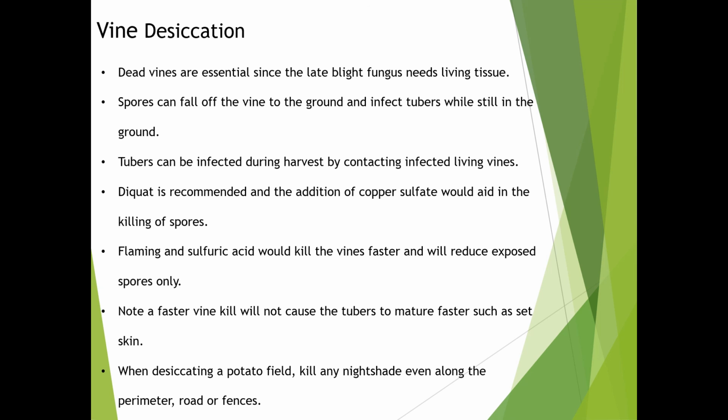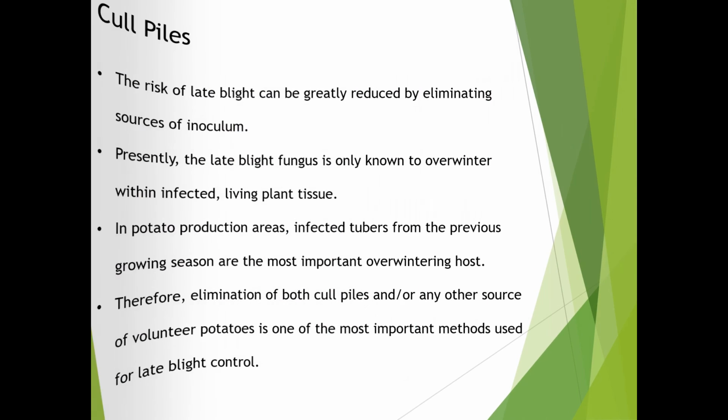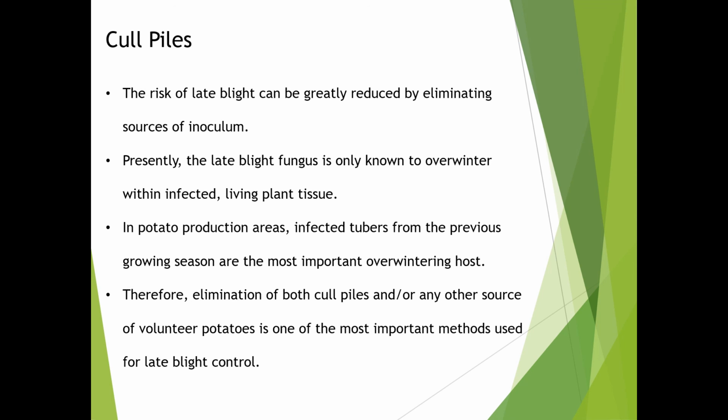Flaming and sulfuric acid will kill the vine faster and will reduce exposed spores only. Note that a faster vine kill will not cause the tubers to mature faster, such as setting skin. When desiccating a potato field, kill any nightshade, even along the perimeter road and fence.